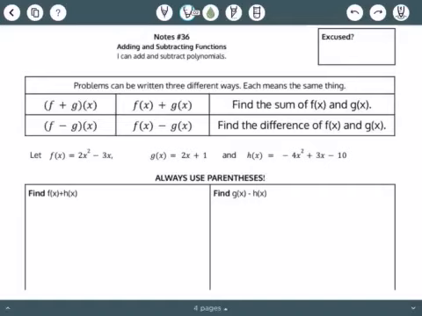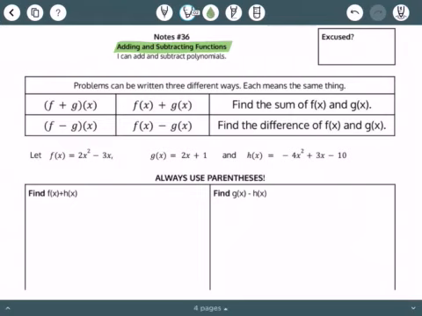Hey everybody, this is Notes 36, so we are learning to add and subtract functions. So this is pretty simple. All we're thinking about doing is adding and subtracting. So the trickiest part is just using parentheses.